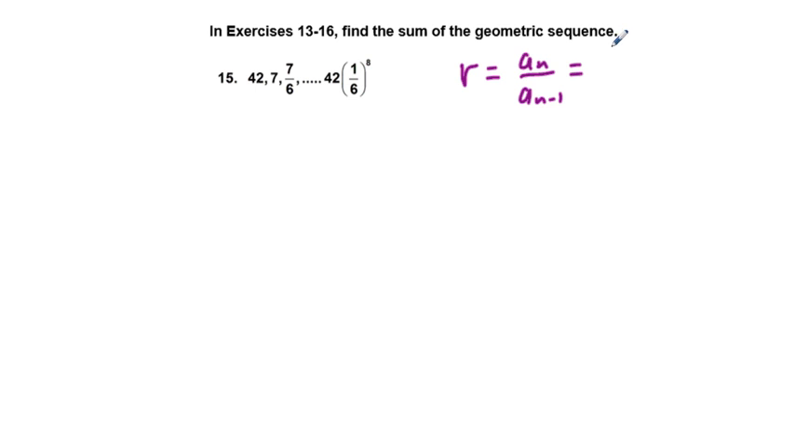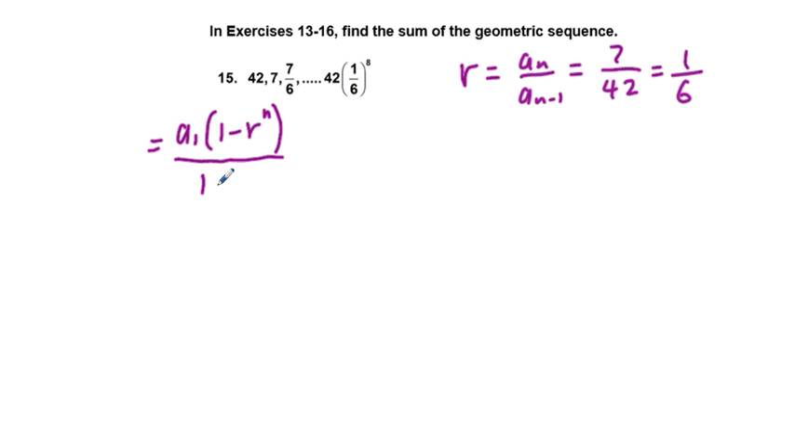So we're going to take 7 divided by 42. 7 divided by 42 simplifies to 1/6. So that is going to be our common ratio. Our formula is going to be the same one we've noticed in the past. We have our a sub 1 times quantity 1 minus r to the power of n, and we divide that by the fraction 1 minus r. Now in this case, a sub 1 is 42, and we have times quantity 1 minus 1/6. I'm going to put 1/6 in parentheses.